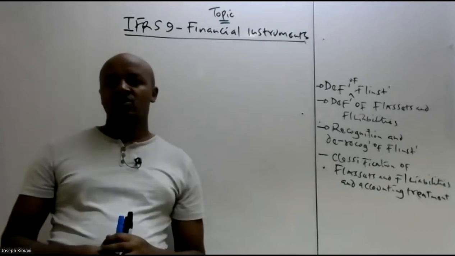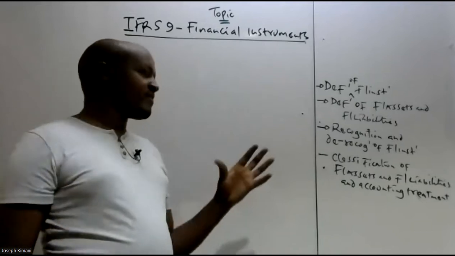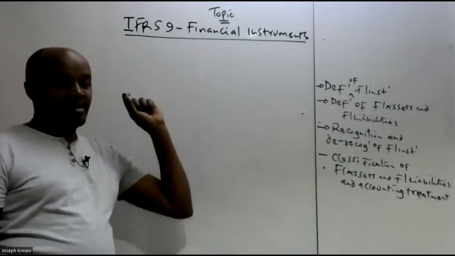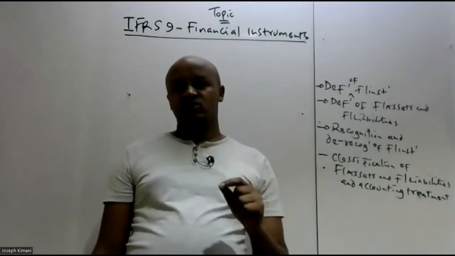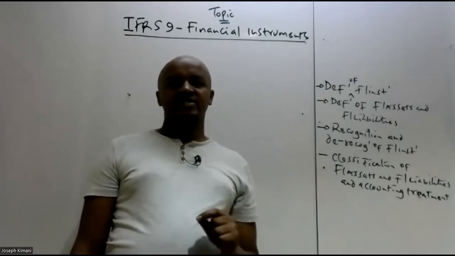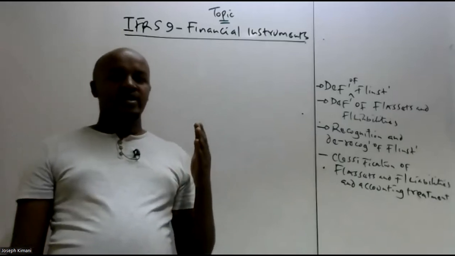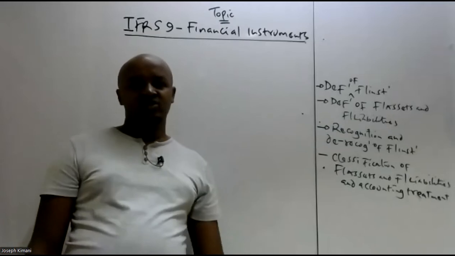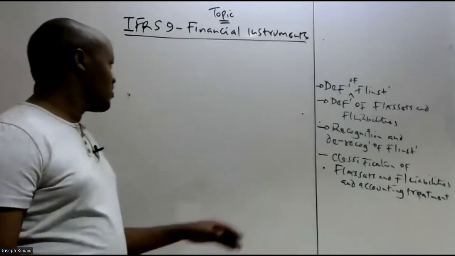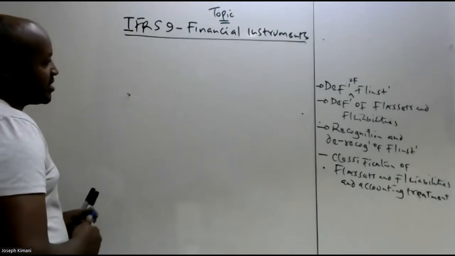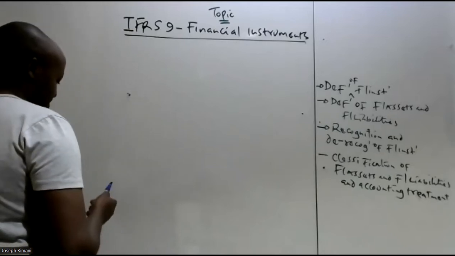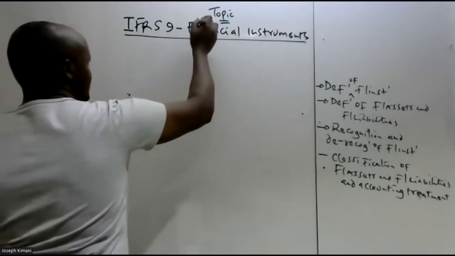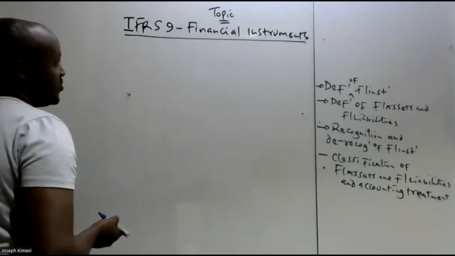And also from there, we look at the various categories of financial assets, how financial assets are classified in accordance with IFRS 9, and also the classification of financial liabilities, and how we account for various categories of financial assets and financial liabilities. Those are some of the things you should be able to know by the end of this topic. So we start with the definition of a financial instrument.